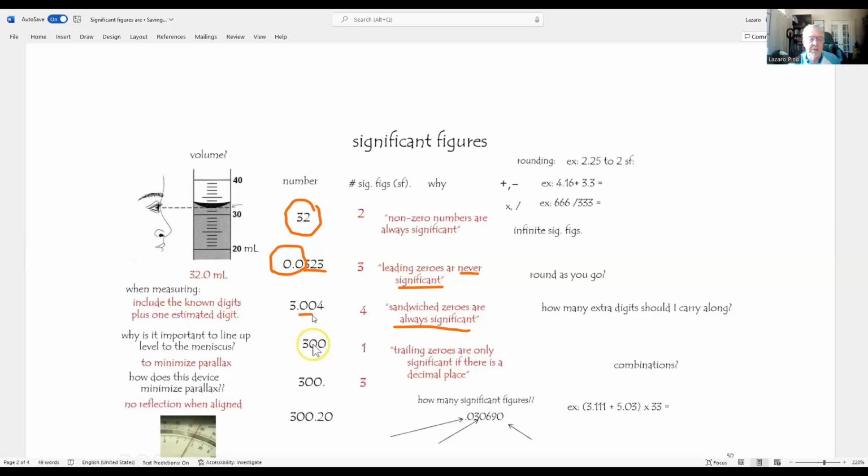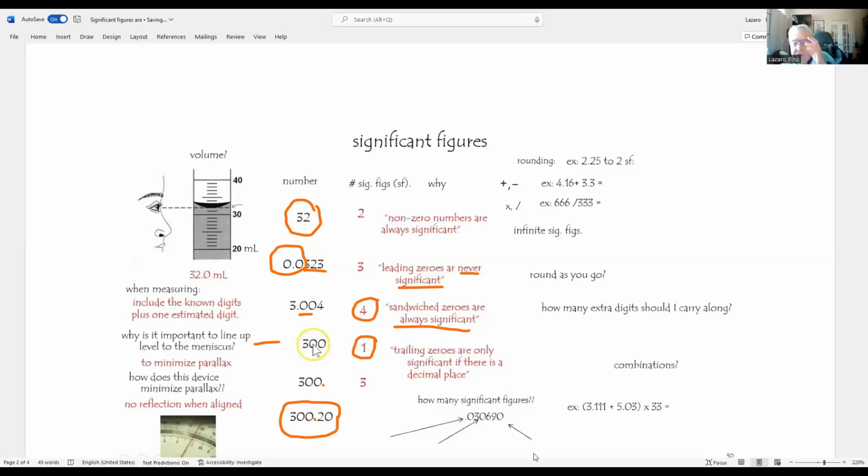Then here you have 1, 2, 3, 4 significant figures. But what happened in this one? They are trailing zeros. You don't have any dot, so these zeros are not significant, and you consider this as only one significant figure. But if you have a decimal dot, then you have 1, 2, 3 significant figures because these zeros are considered significant. For example, in this number, you have 1, 2, 3, 4, 5 significant figures. Why? Because you have a decimal dot. These are sandwiched zeros, they are significant. And this zero is after a decimal dot, so it's also significant.